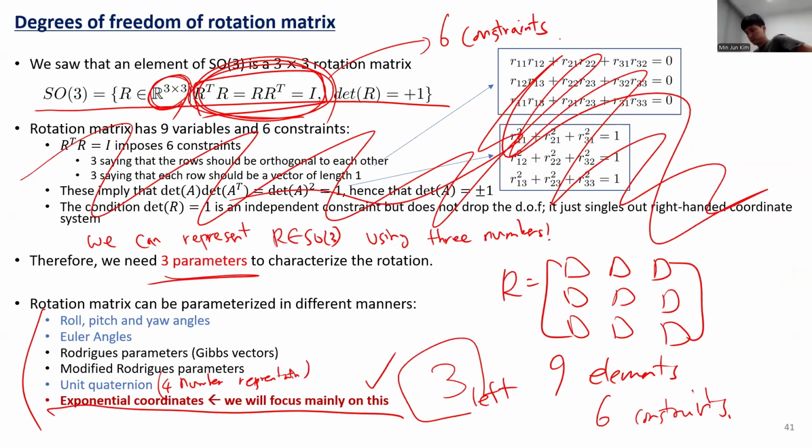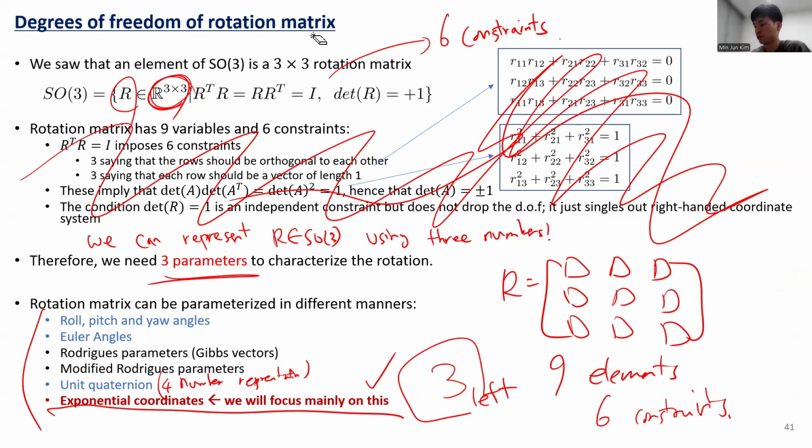All right, so just to remind you, we have a rotation matrix, which is a 3 by 3 matrix. It has 9 numbers, of course, because it's a 3 by 3 matrix. But by definition, a rotation matrix should have 6 constraints. So we can represent these 9 elements using 3 numbers, right? And one way to represent a rotation matrix using 3 numbers is exponential coordinates.